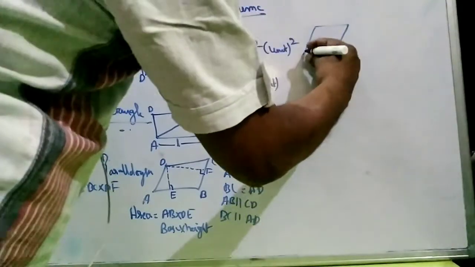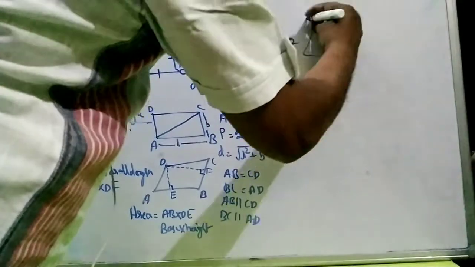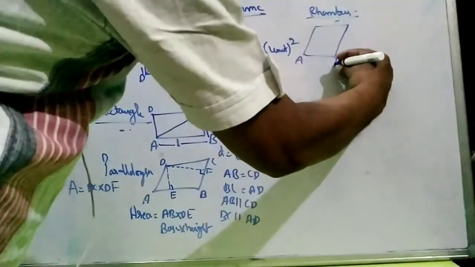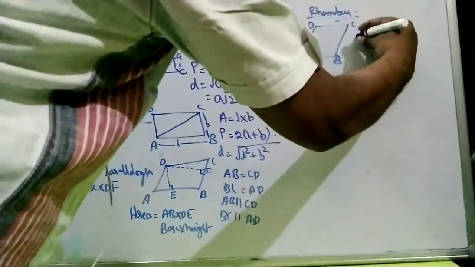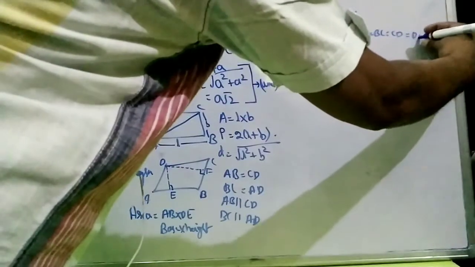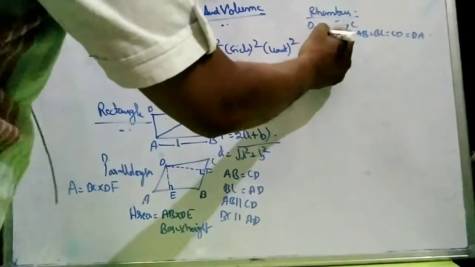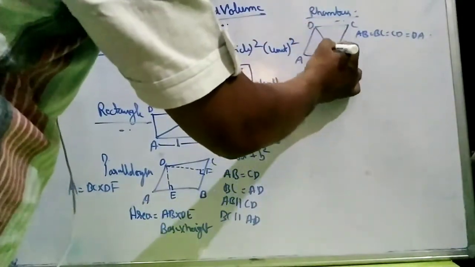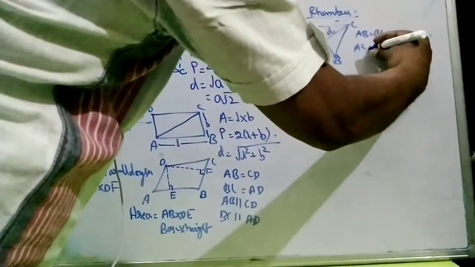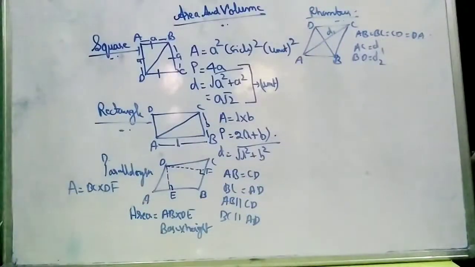Then comes the rhombus. Rhombus means when all the sides are equal and opposite sides are parallel. AB is equal to BC is equal to CD is equal to DA. That is a parallelogram, a rhombus. These are the two diagonals D1 and D2. AC is diagonal 1, D1, and BD is diagonal 2, D2.